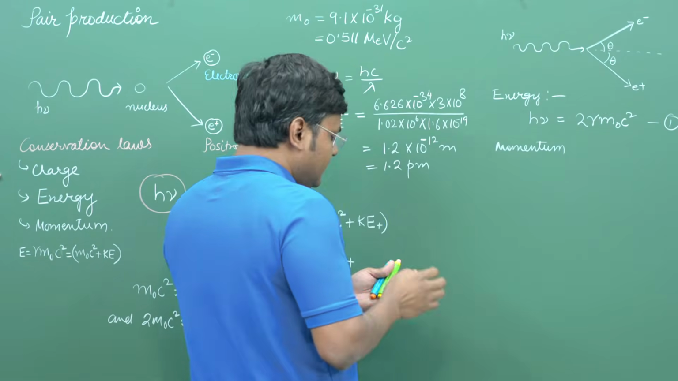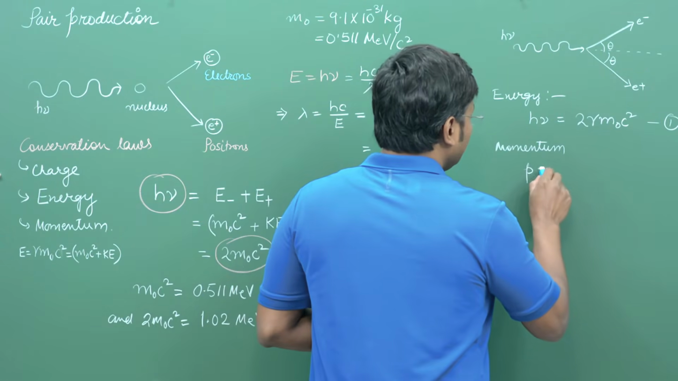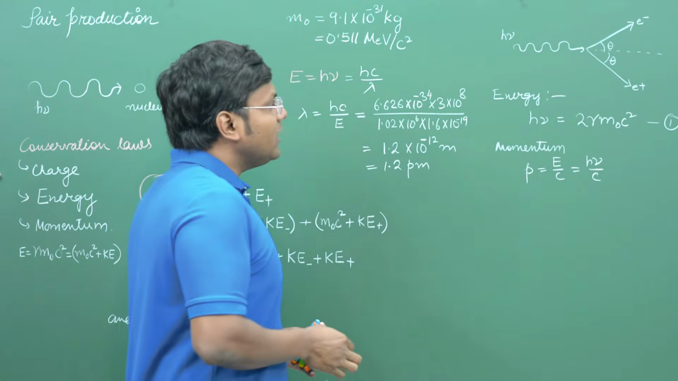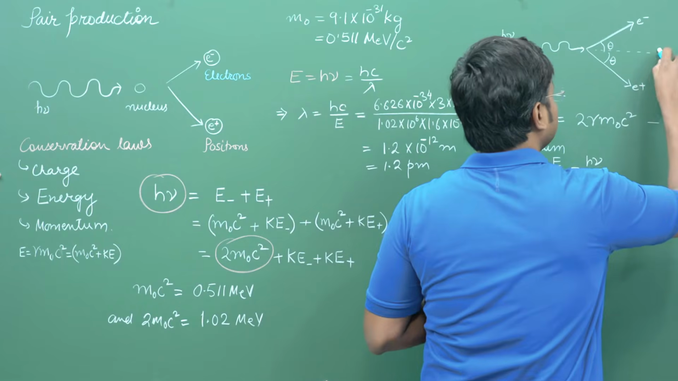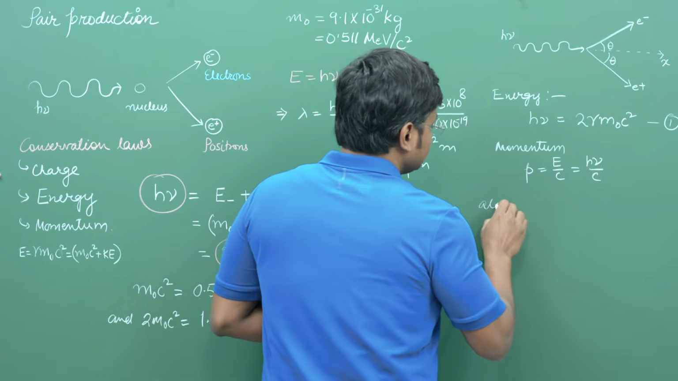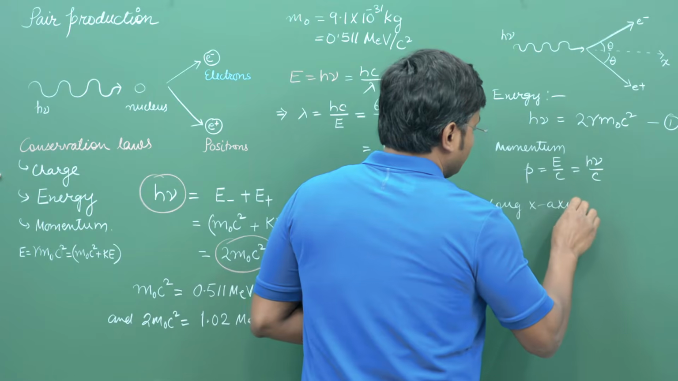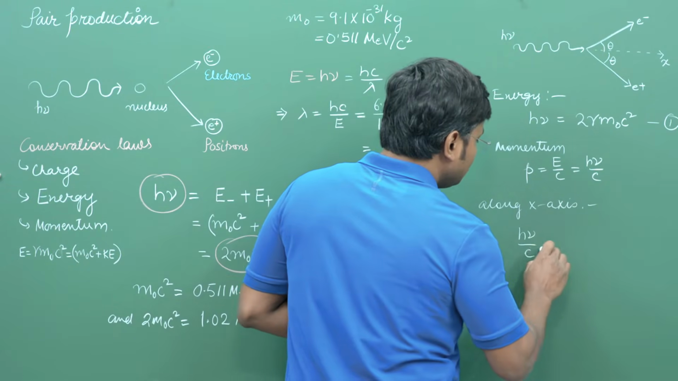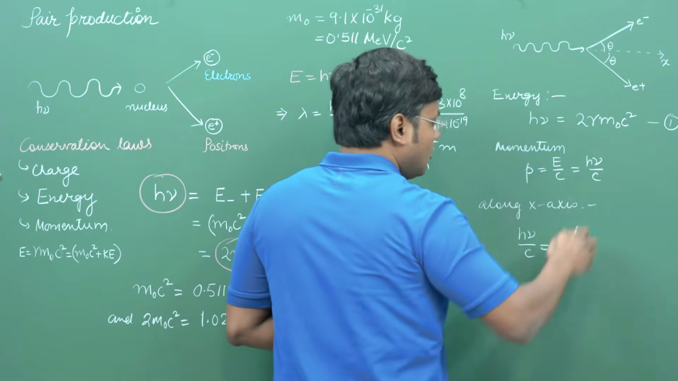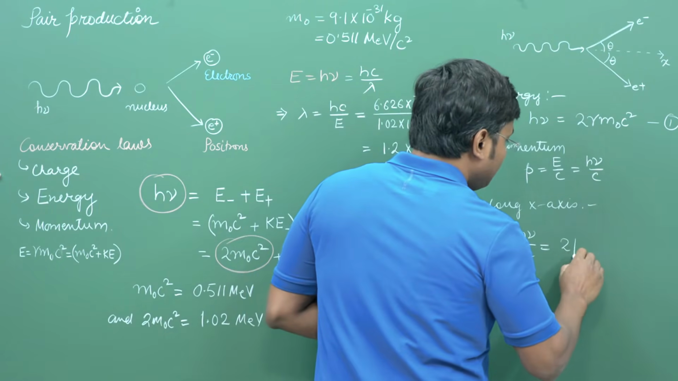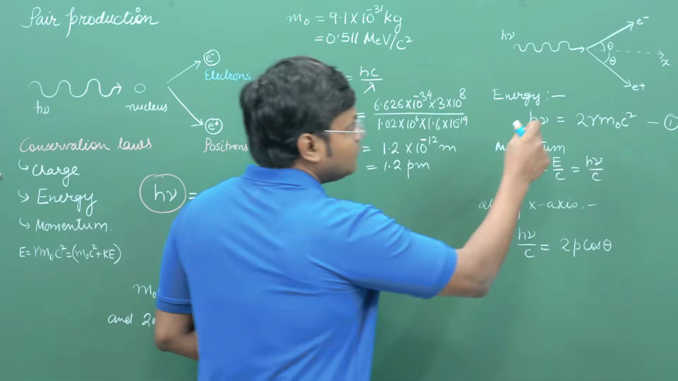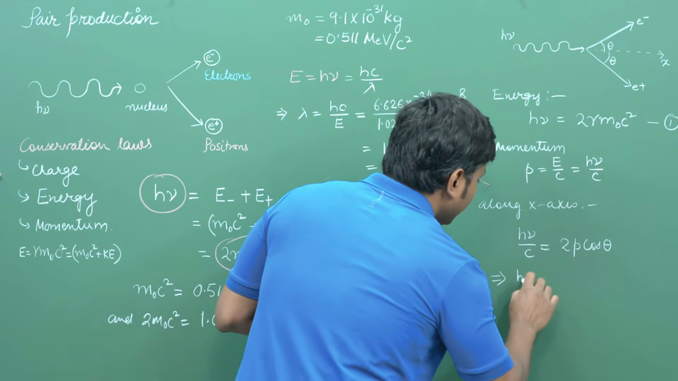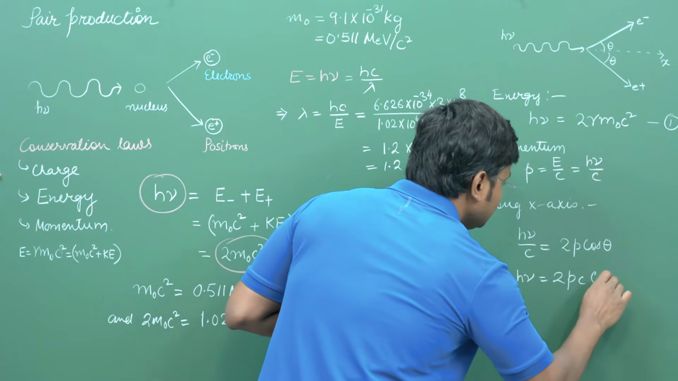And if we look at the momentum conservation, then what is momentum? Momentum is equal to E/c, which is equal to hν/c, right? So if we look at the momentum conservation along this particular axis, let's say this is the x-axis, what does the momentum conservation tell us? It says that the initial momentum hν/c is equal to the total momentum along the x-axis of both the electron and the positron, which is twice p cos θ. We consider the momentum of electron and positron to be equal, so we end up with hν = 2pc cos θ.